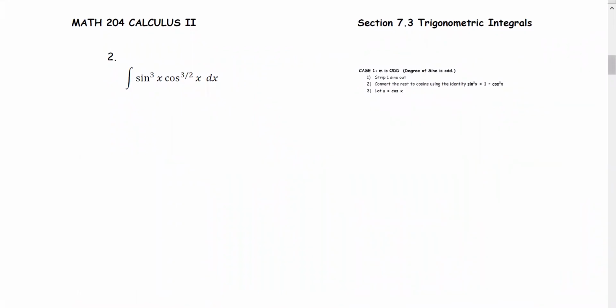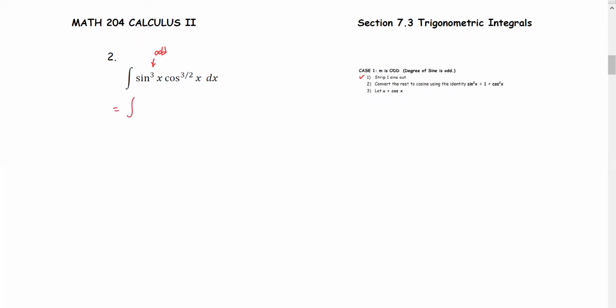Next example, the integral of sine to the third x multiplied by cosine to the 3/2 x dx. In this problem, the power of the sine is an odd number. We're going to go with the process for case number 1, where the power or the degree of the sine is odd.